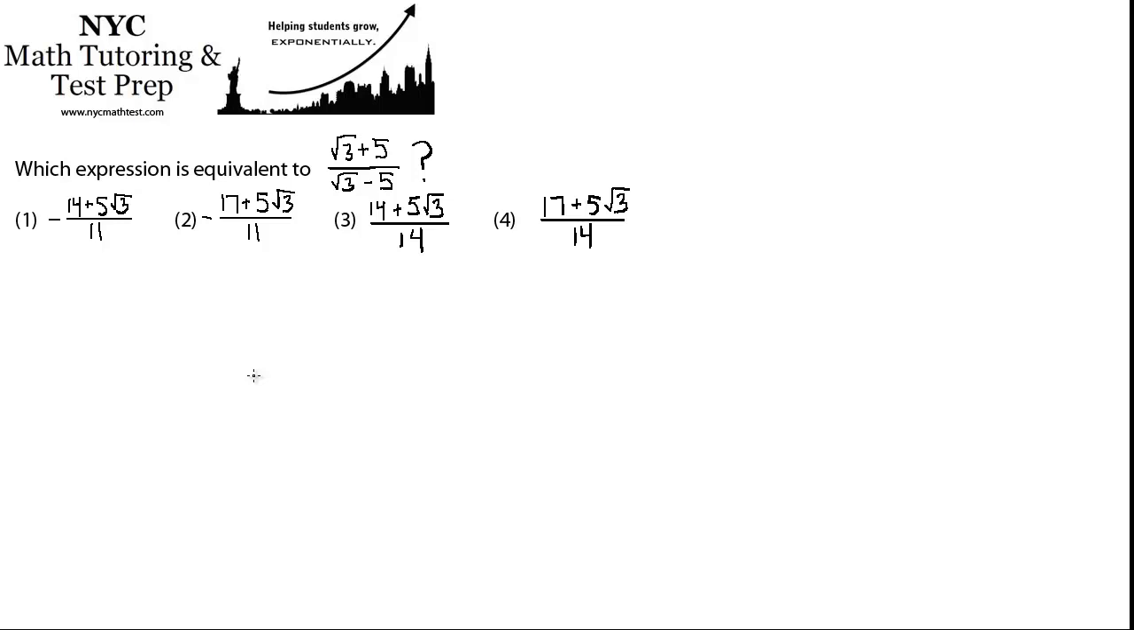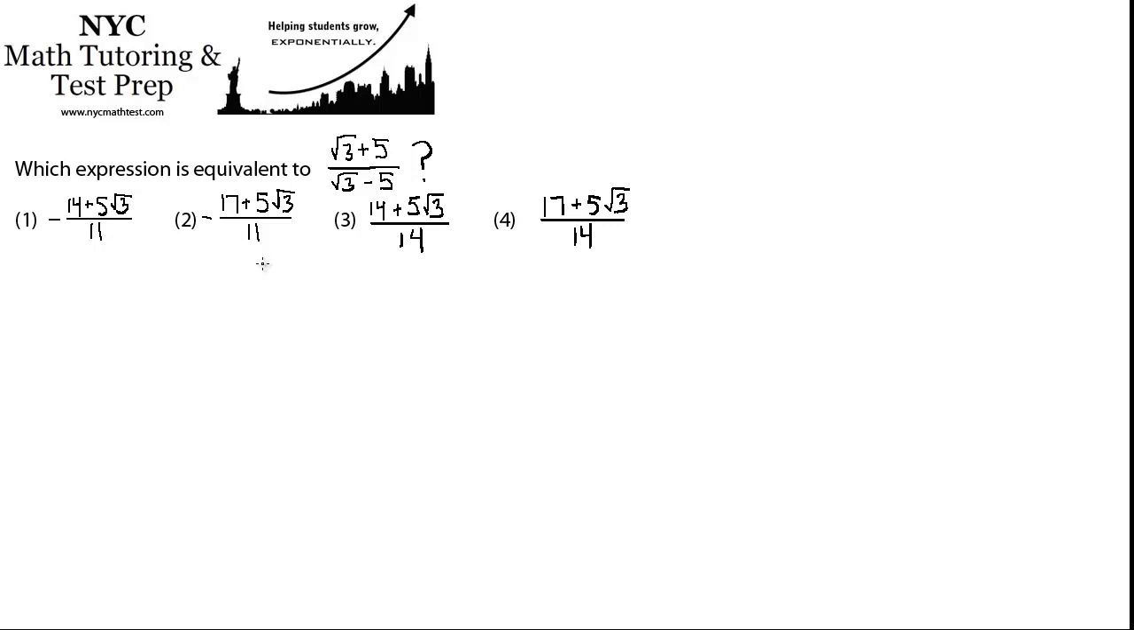Which expression is equivalent to radical 3 plus 5 over radical 3 minus 5? So what we notice right off the bat is there's a radical in the denominator of the given, right? You have this radical 3, and that's a big no-no. You can't leave the denominator unrationalized. And all of the answer choices have completely rationalized denominators.